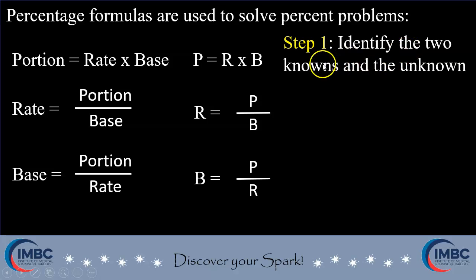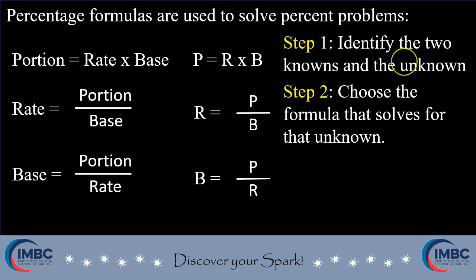So identify the 2 knowns and the unknown. That's our first step. If I know the portion and the rate, that means my unknown is going to be the base. If I don't know the portion, that means my 2 knowns are going to be the rate and the base. So again, step 1, identify the 2 knowns and the unknown. And we'll take a look at how to do that in just a minute.